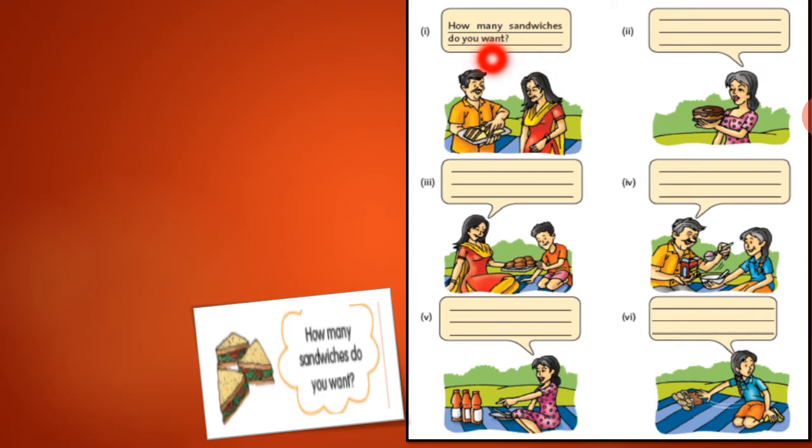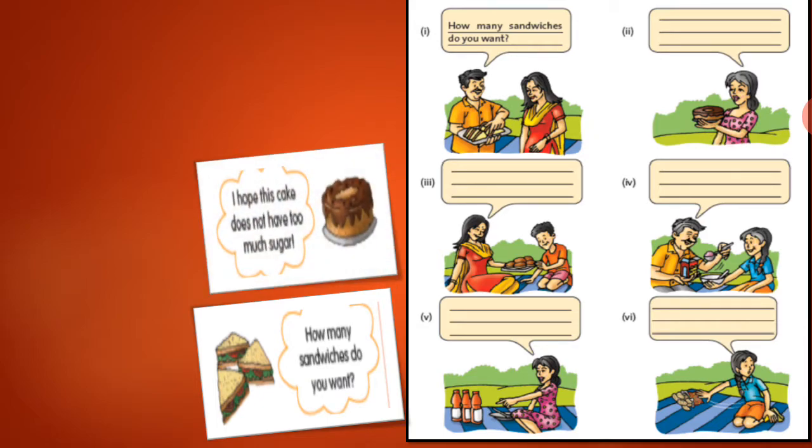How many sandwiches do you want? See the use of many. Many is used with a plural countable noun. Sandwiches are plural, and they are countable. So many is used with the countable noun. So that has been used already. Okay. Second, a lady is there with a cake. Let's match it.